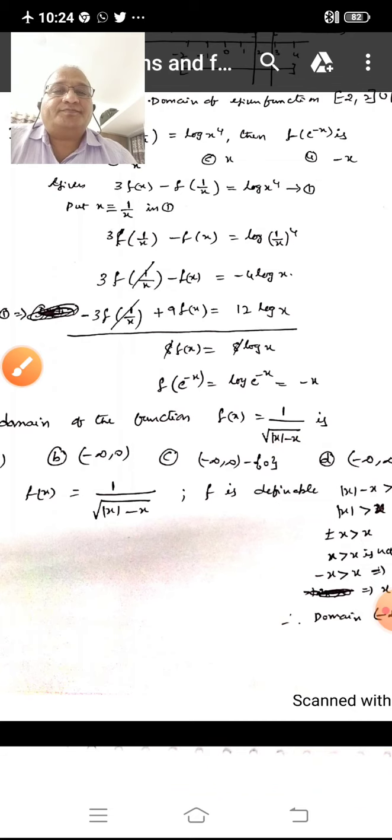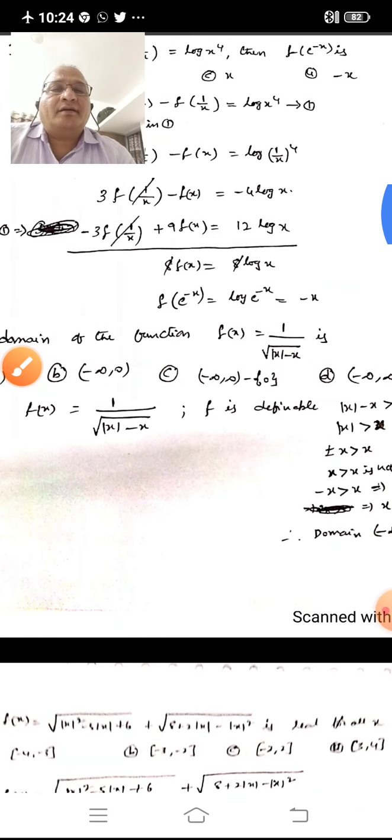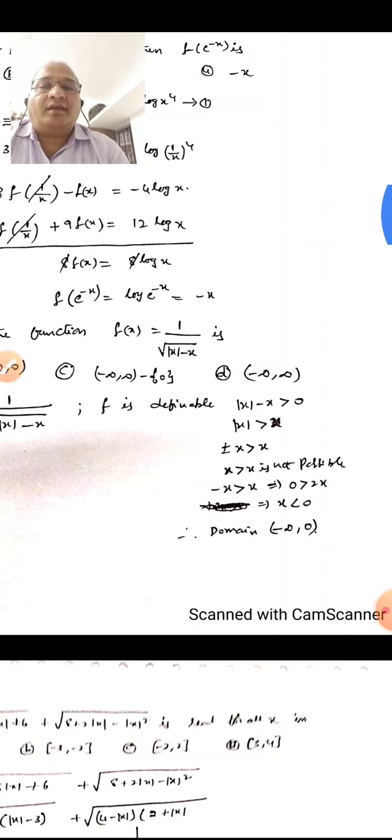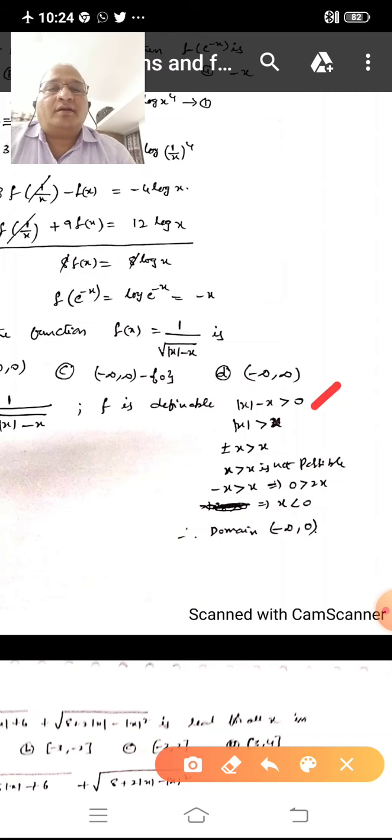So therefore, I have taken f of x is equal to this one. F is definable when mod x minus x is greater than 0. Observe, in the second question we took greater than or equal to 0 because there it is in the numerator. Here we are taking strictly greater than 0 because it is in the denominator. Under root is there, so under root positive, and denominator should not be equal to 0. That's why I took strictly greater than 0.